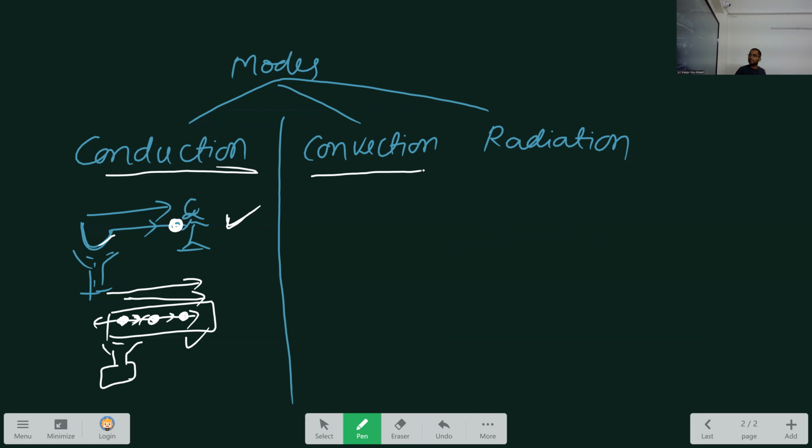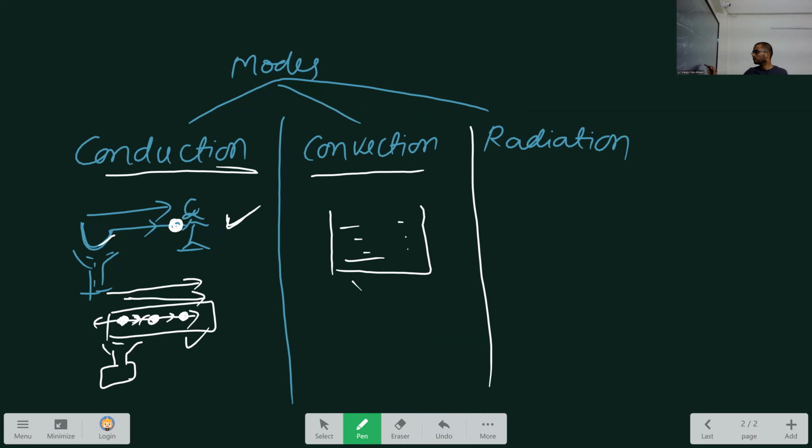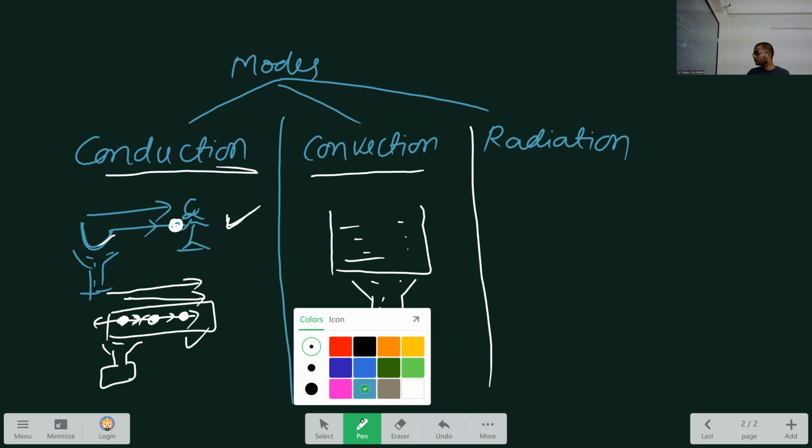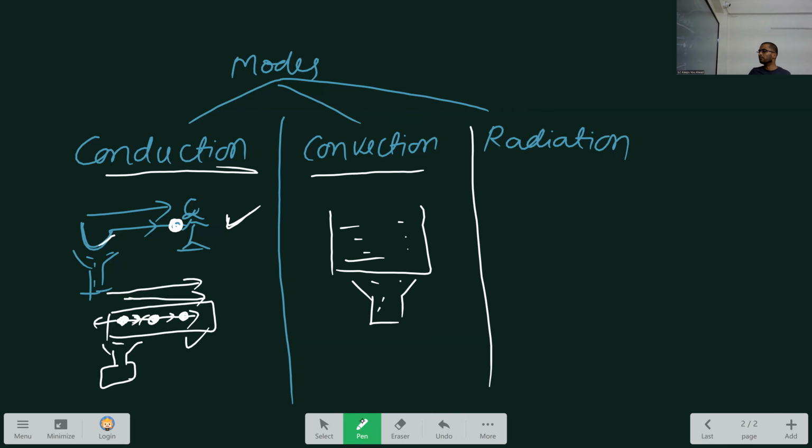Now let's understand convection also by a very good example. So suppose you are boiling water, and you are heating at the bottom. You will notice that after some time the whole liquid gets heated. So it means that heat is transferred from the bottom to all over the liquid. Now how does this happen? You might also notice that bubbles are forming. Now how are these bubbles formed?